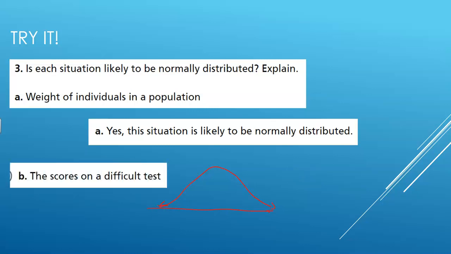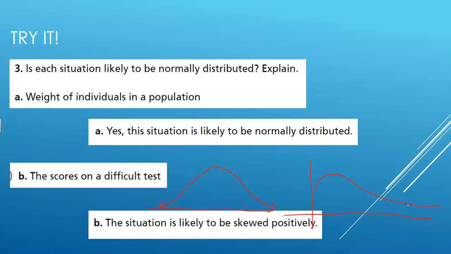How about the scores on a difficult test? Now, if it was really difficult, like some of my professors in college like to do to us, I would guess it might look more like this, skewed to the right. And this to the right means positively, just something else to put in your vocabulary. Skewed to the right means positively because it's going in a positive direction.